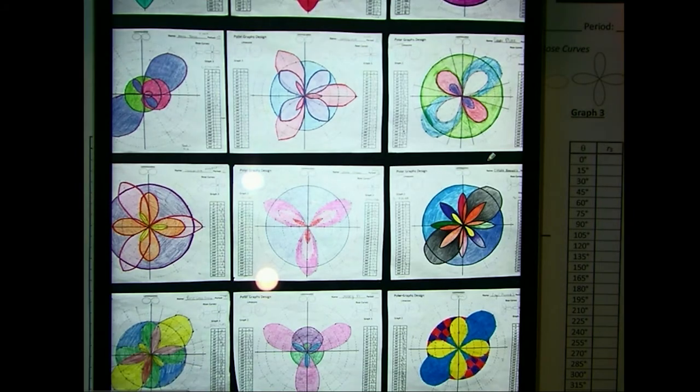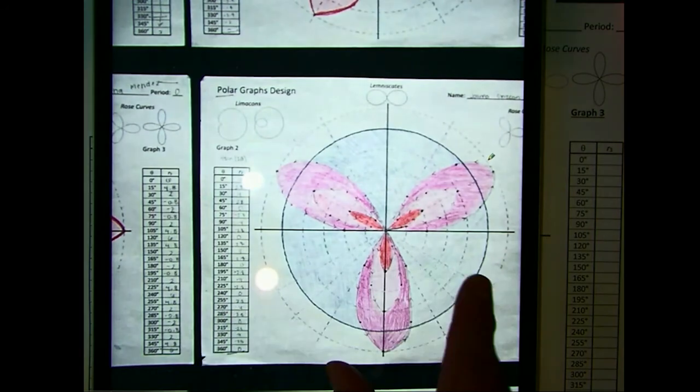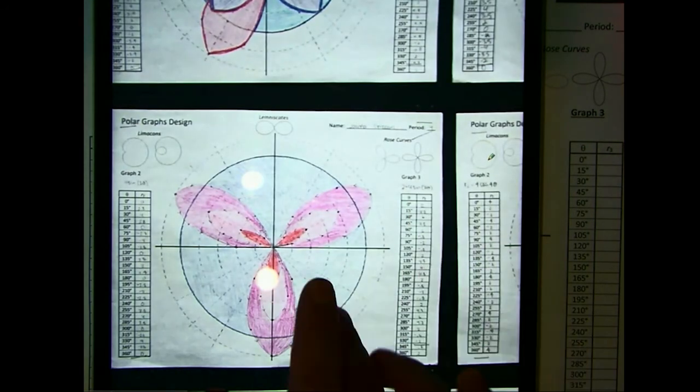Basically, you are doing 2 graphs. Remember that you are going to write down every single measurement for R.